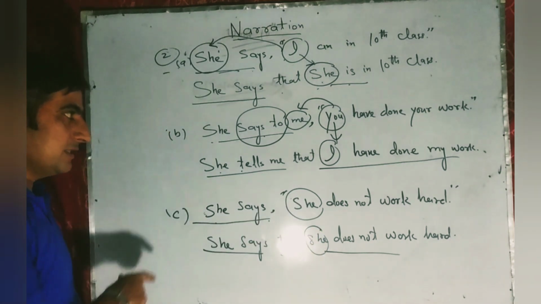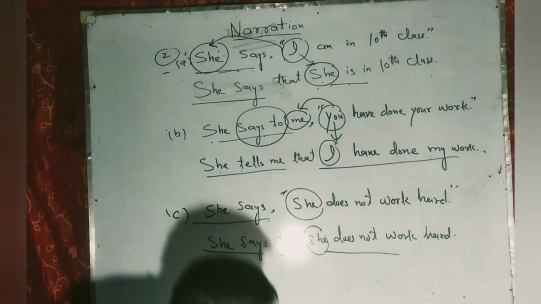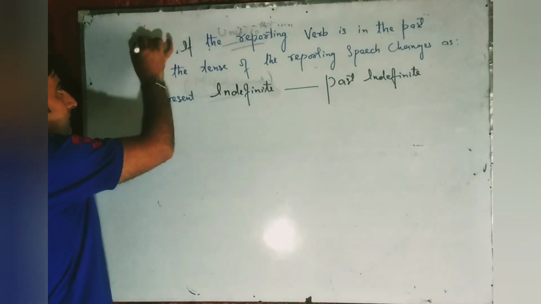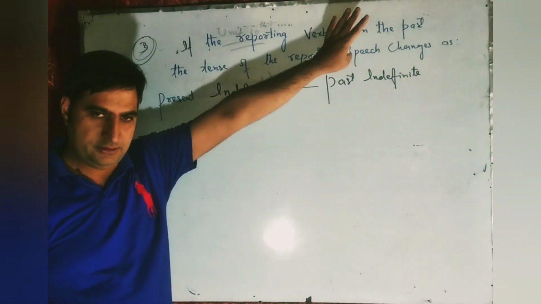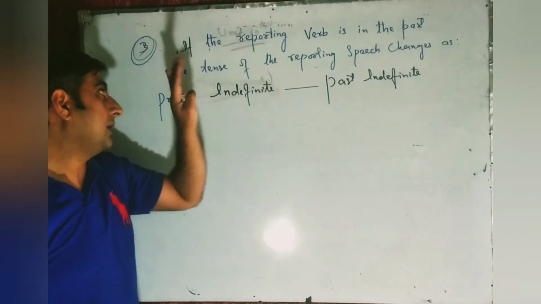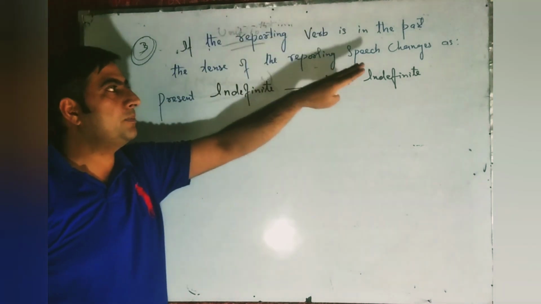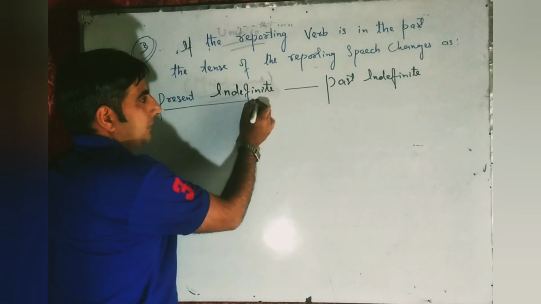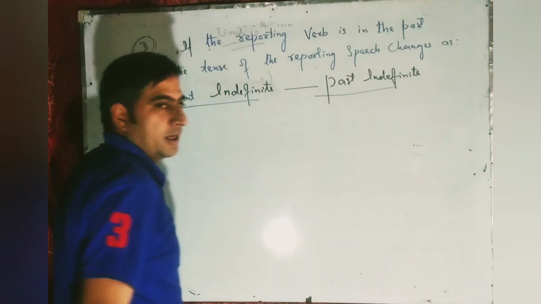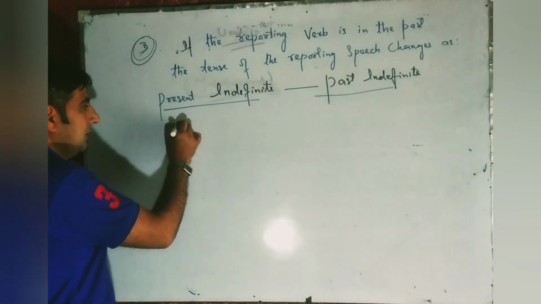Now, this was the second rule. Now rule 3. If the reporting verb is in the past, the tense of the reported speech changes. Present indefinite will change into past indefinite. Let me give the example.